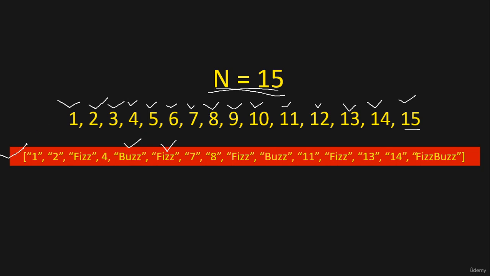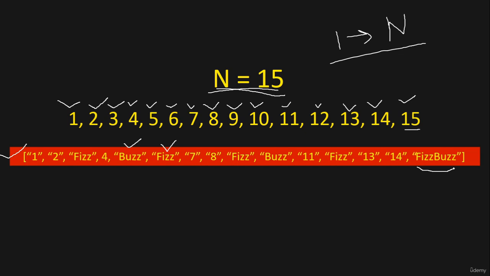Now, how can we solve this problem? We can solve this problem pretty easily. We will run a loop from 1 to the given number, and we will check if the current number is a multiple of 3, then we'll print fizz. If the current number is a multiple of 5, then we'll print buzz. If the current number is a multiple of both 3 and 5, then we'll print FizzBuzz. If the current number is not a multiple of 3 or 5, then we will print the number itself.